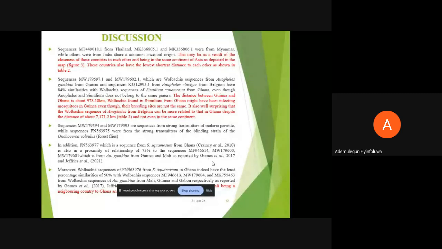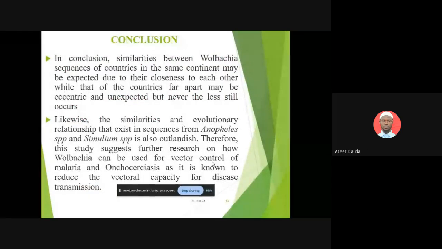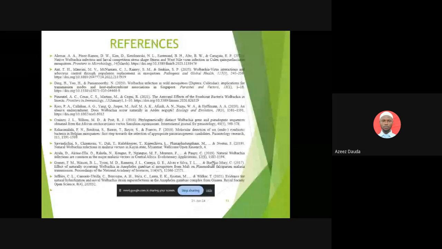Thank you. So in conclusion, similarities between Wolbachia sequences of countries in the same continent may be expected due to their closeness to each other, while those of countries far apart may be eccentric and unexpected, but nevertheless still occur. Likewise, the similarities and evolutionary relationships that exist in sequences of anomalous species and families are also outlandish. Therefore, this study suggests further research on how Wolbachia can be used for vector control of malaria and onchocerciasis, as it is known to reduce the vectorial capacity for disease transmission. Thank you.